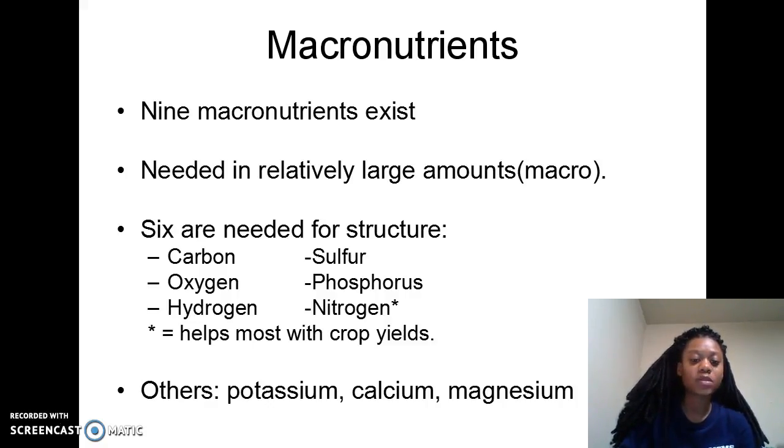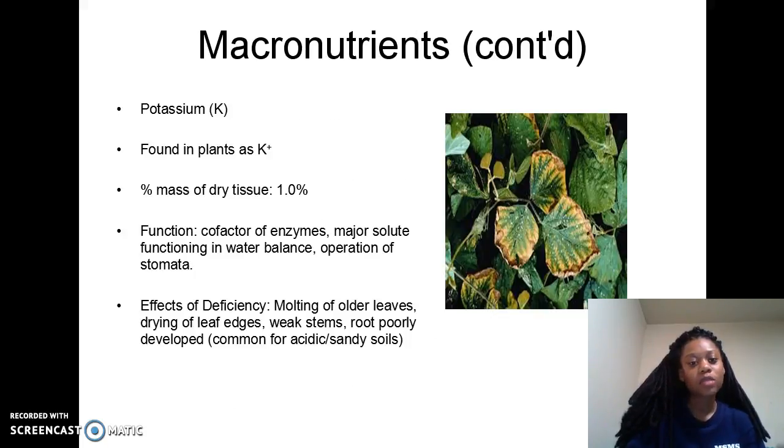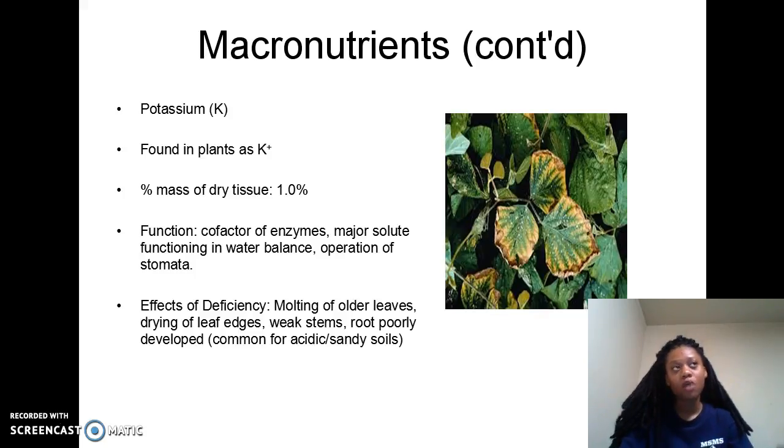Nitrogen helps the most with the crop yields, so the growth of the plant. The other remaining 3 are potassium, calcium, and magnesium. The macronutrient that I decided to concentrate on is potassium. Potassium is found in the plant as K+ because of its charge of 1. Once you dry the plant, of that 4% of essential nutrients that is found, 1% of that is potassium.